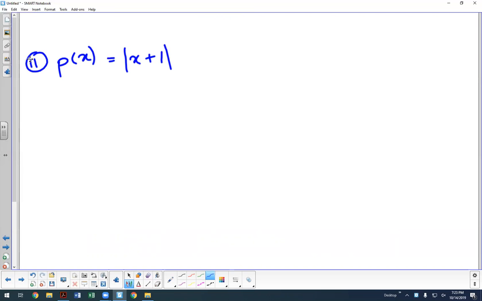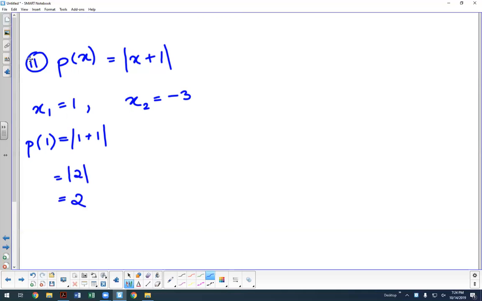You could use 1 and -3. Yes, that works. So let's see what happens when I put 1 in. With 1, it's 1 plus 1. Absolute value of 2 is 2, right? So when I put in 1, I got 2 as my answer.